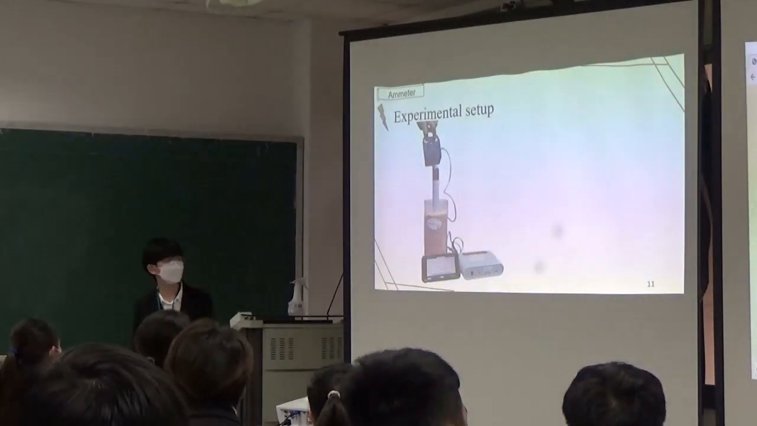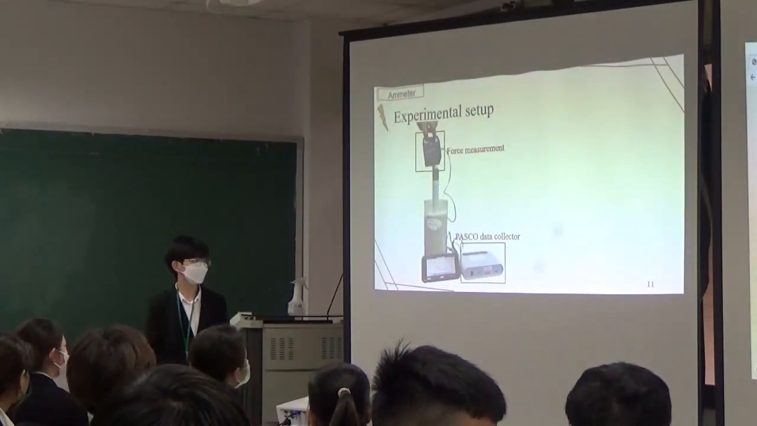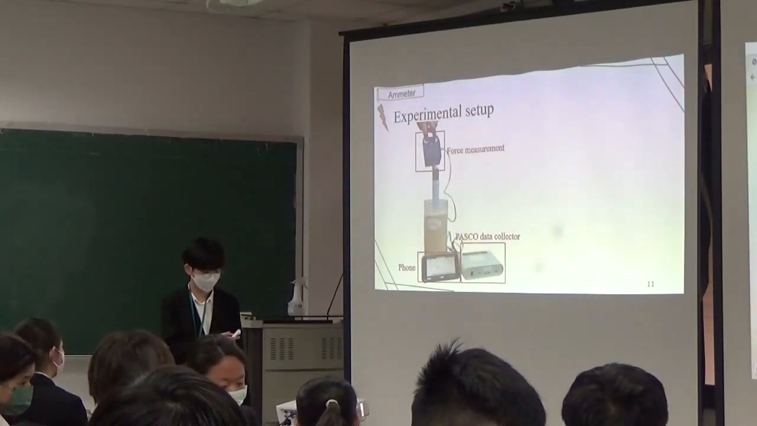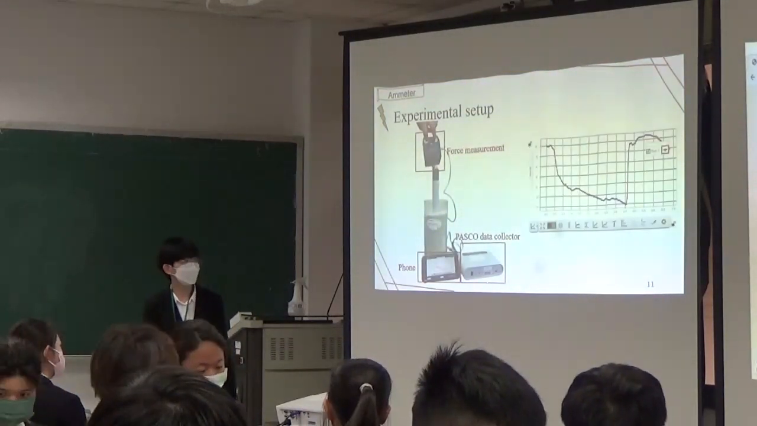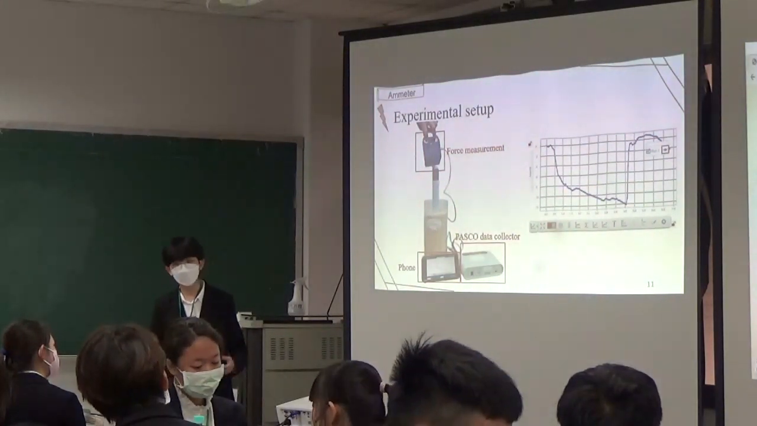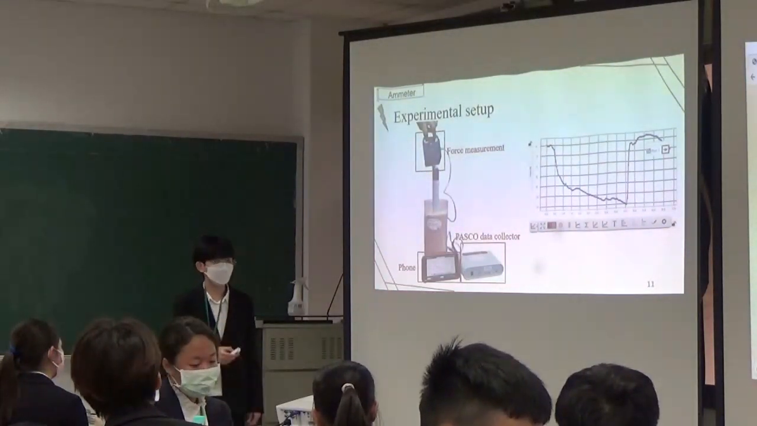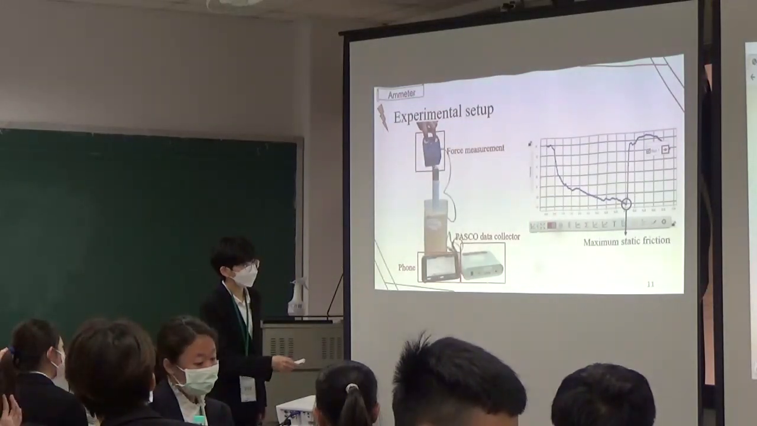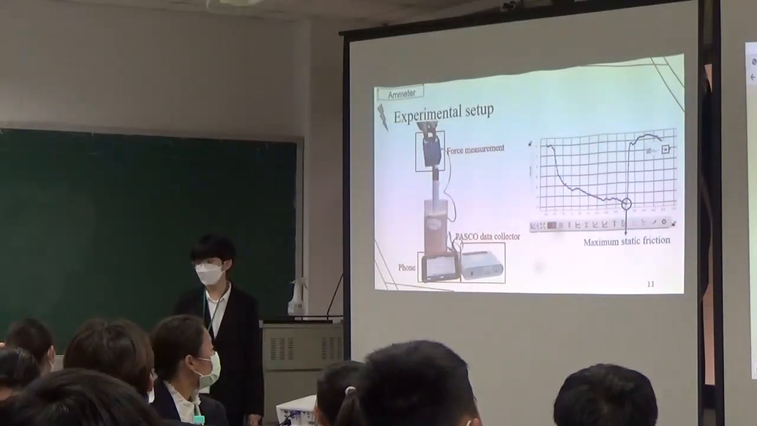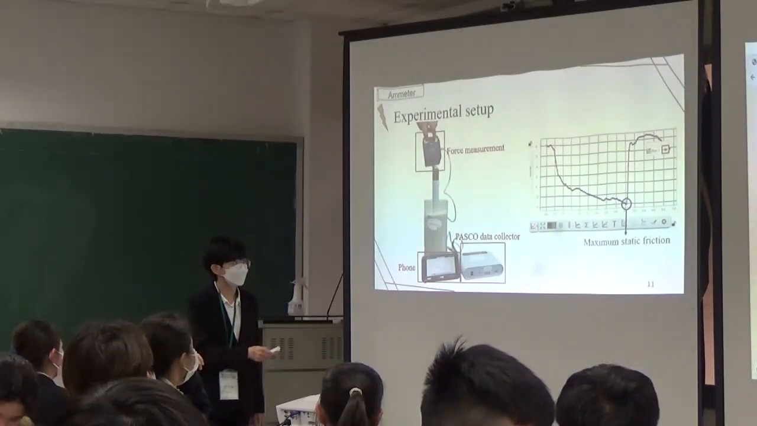And this is our experiment setup. First, we use the force measurement. Second, we use the Pasco data to collect the data. Third, we use the phone to collect the data graph. When we collect the data graph, when we lift the vessel and put down and take away from the stick, at the moment we can know this one is the maximum static friction. And because our force measurement measures the pressure, it is minus.